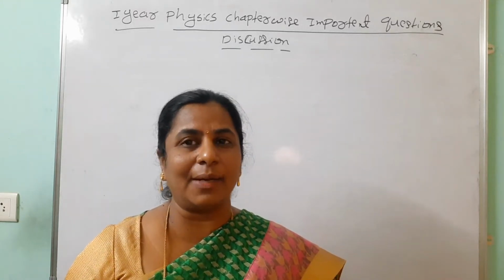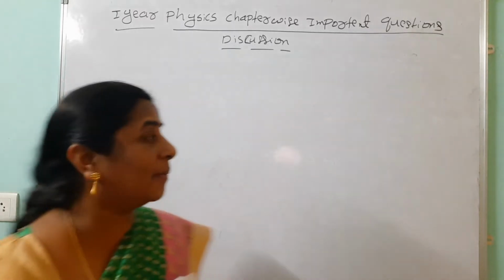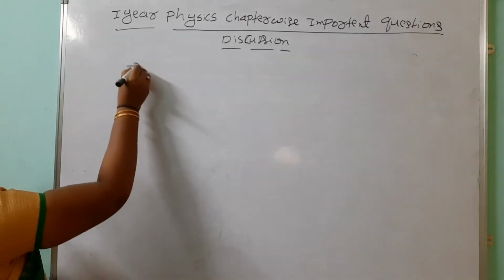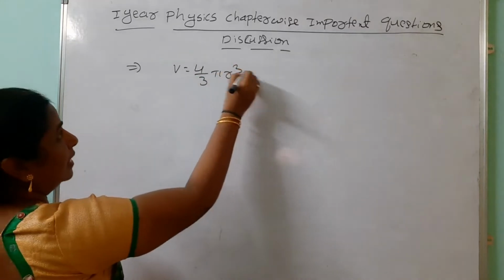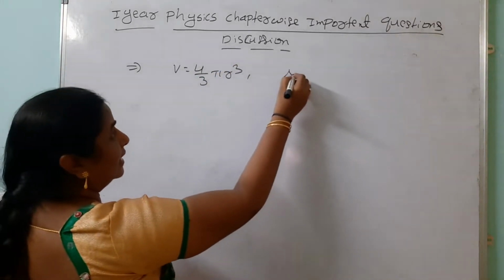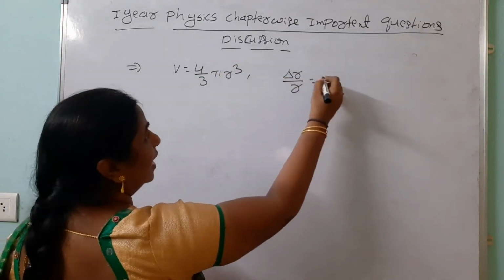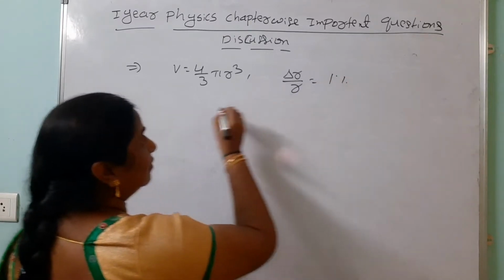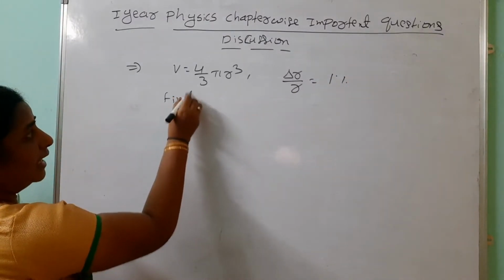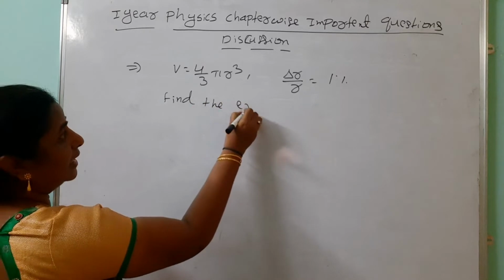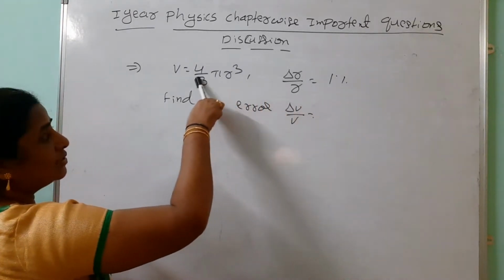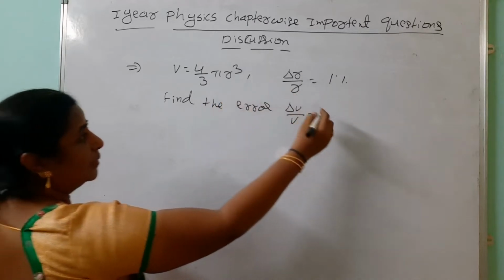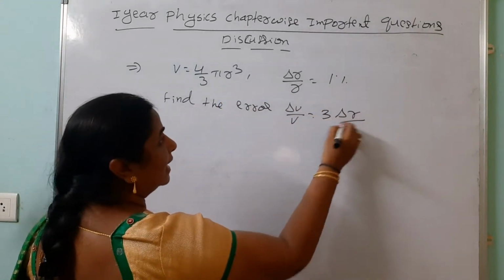One problem they are repeating many times is based on the volume of the sphere, 4/3 pi r cube. This is the formula, and in the question they give the error in the radius as 2 or 3%, suppose 1%. Find the error in volume. You can take delta V by V equals, these two are constants, the power comes as a multiple, 3 into delta R by R.